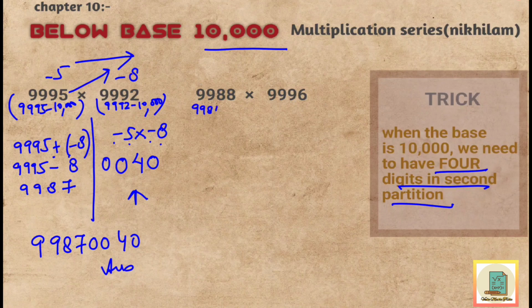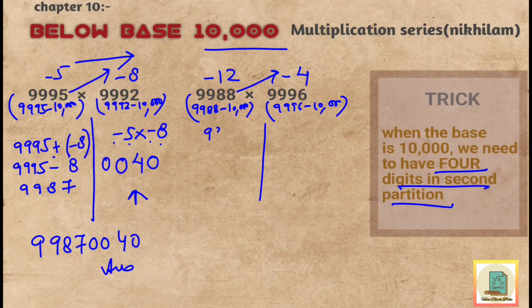So 9988 minus 10,000, which gives you minus 12 as deviation, and 9996 minus 10,000, which gives you minus 4 as deviation. Now make a partition. In the first partition, first number plus the second deviation. So 9988 minus 4, since the deviation is minus, and in the second partition multiply the deviations, for which we get minus 12 multiplied by minus 4. So in the first partition we get 9984, and in the second partition 12 fours are 48, and minus multiplied by minus is plus. So we get plus 48.